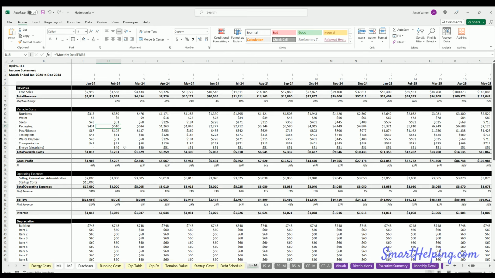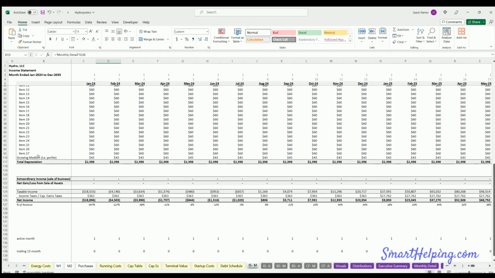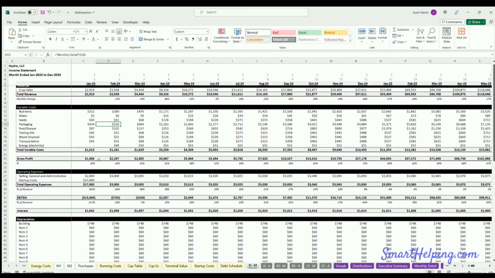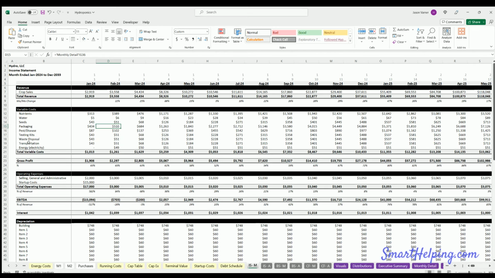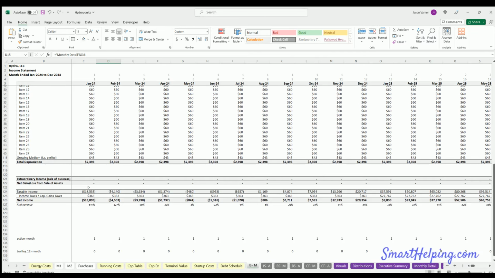So we've got income statement. You can see your crop sales, all your different variable costs. Note in this case, we are putting our growing medium cost down here in depreciation expense. But you've got the rest of these other variable costs, electricity, transportation, waste disposal, all these aggregated here. Gross profit, your fixed costs, any other one-time startup costs, total OPEX, EBITDA, interest expense, depreciation expense, taxable income, taxes, and net income.